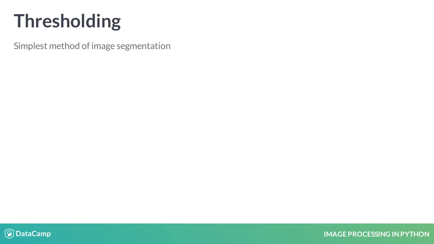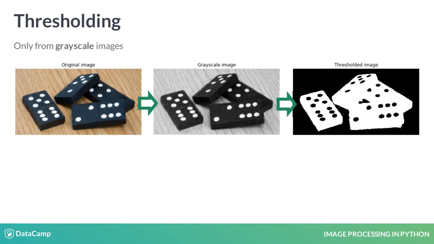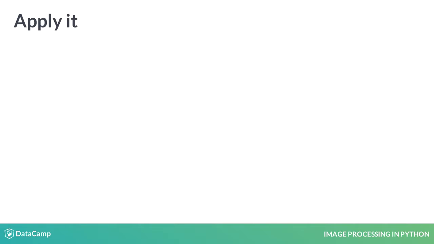Thresholding is the simplest method of image segmentation, a topic that we will cover in more detail later. Thresholding lets us isolate elements and is used in object detection, facial recognition, and other applications. It works best in high contrast grayscale images. To threshold color images, we must first convert them to grayscale. Let's see how to apply it.